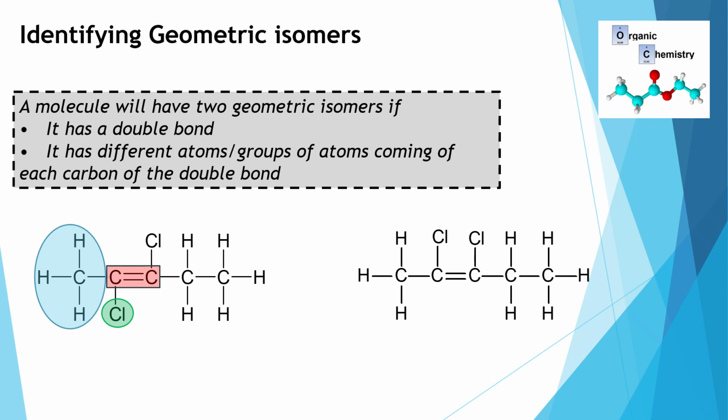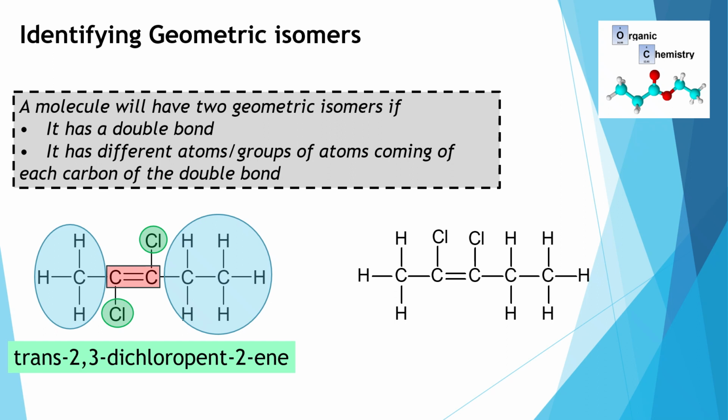But we need to now make sure there are 2 different groups coming off the other carbon, which there is, because here we have an ethyl group coming off this carbon, and we have a chloro group. And these 2 groups on the right are different from each other, just like the 2 groups on the left are different from each other. And we have a double bond. So this is a geometric isomer. We can see that the chloro groups are arranged across the double bond. So this is a trans.